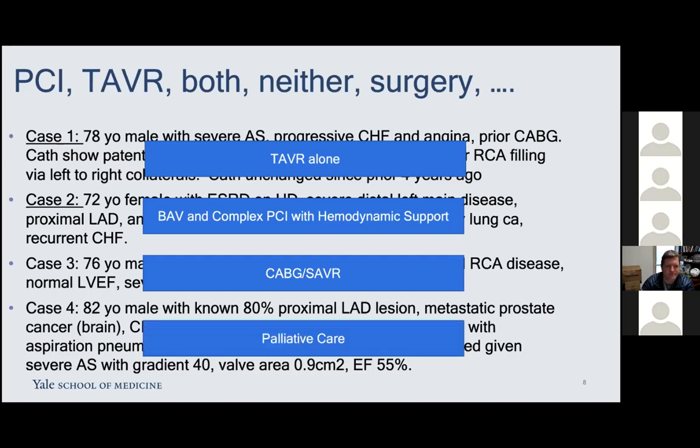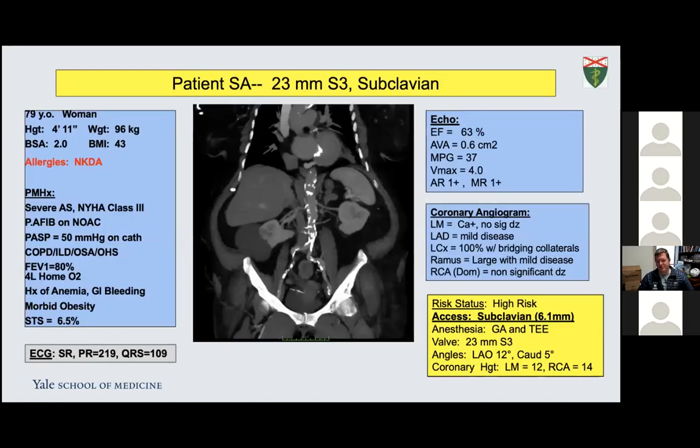So I wanted to move from those decisions about patients into the next stage, and that is what happens during the procedure and how we think about things. This is a slide of what our structural fellows make up before each of the cases, outlining in this case a 79-year-old female. You can see she has what would be considered that classic pear shape. She's 4'11". She weighs 96 kilograms. She has a BMI of 41.